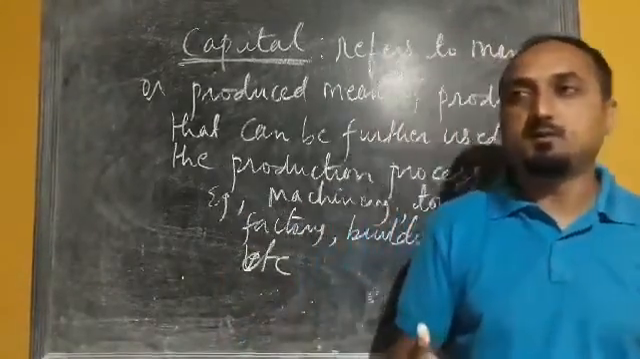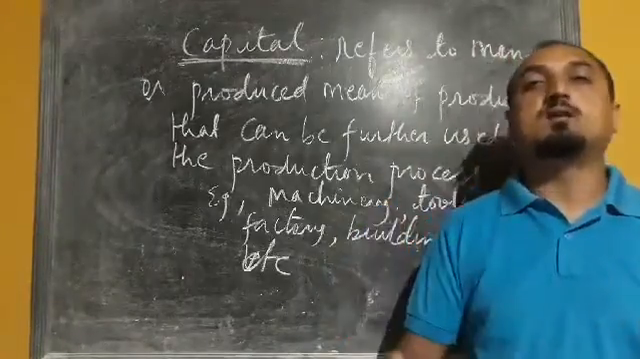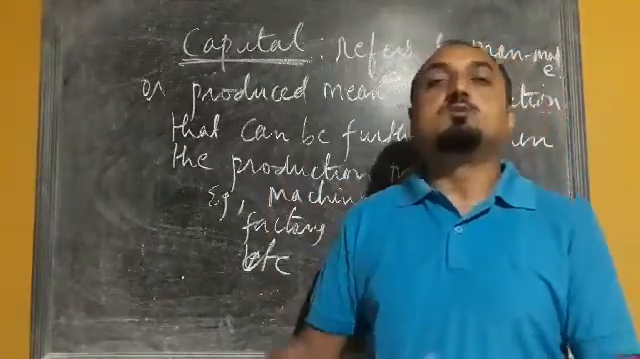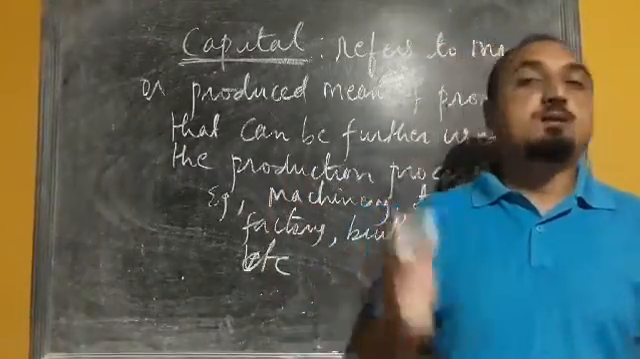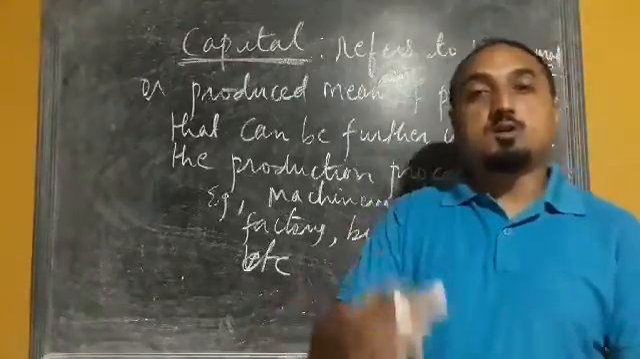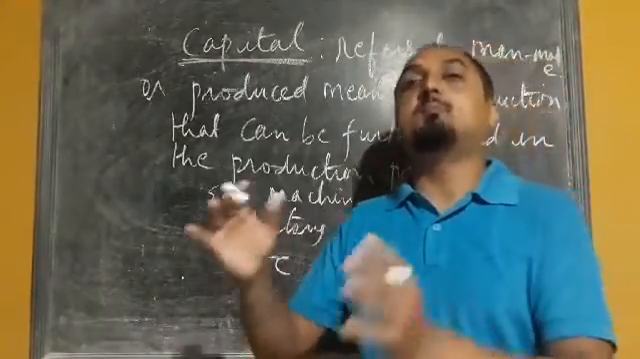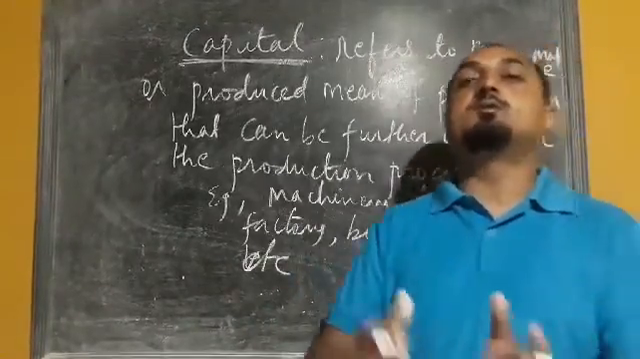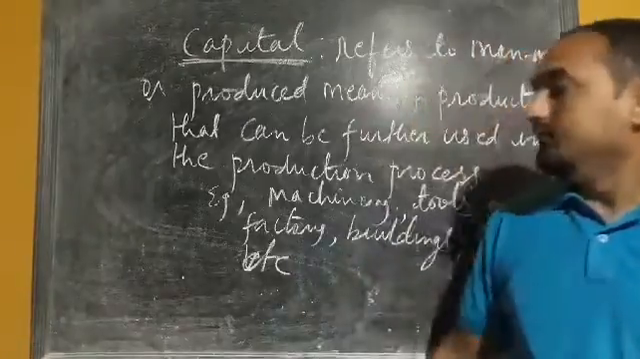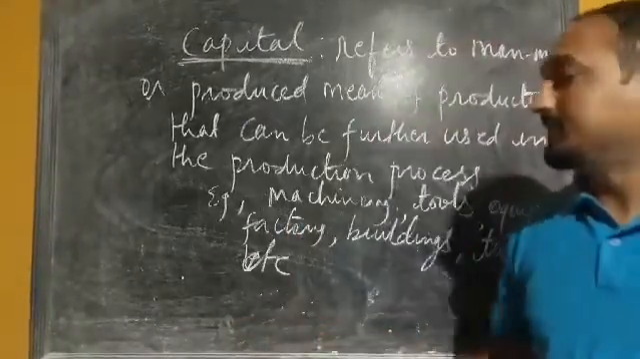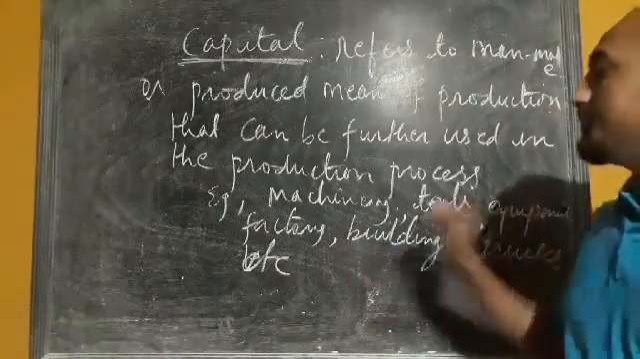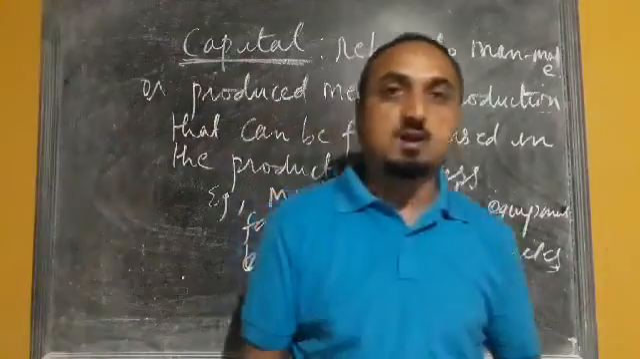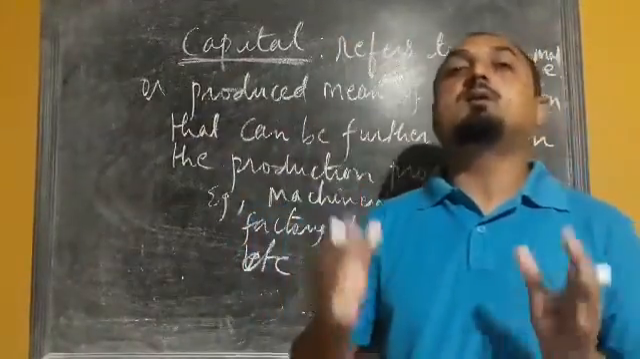I'll give you the example of a JCB. We have seen while constructing a road they are using that JCB, or sometimes a roller. That roller is a produced means, but in order to construct the road, again they are using that machinery. That's why it is called produced means of production that can further be used in the production process. The examples of capital include machinery, tools, equipment, factory, buildings, trucks, different types of vehicles. These all are part of capital.